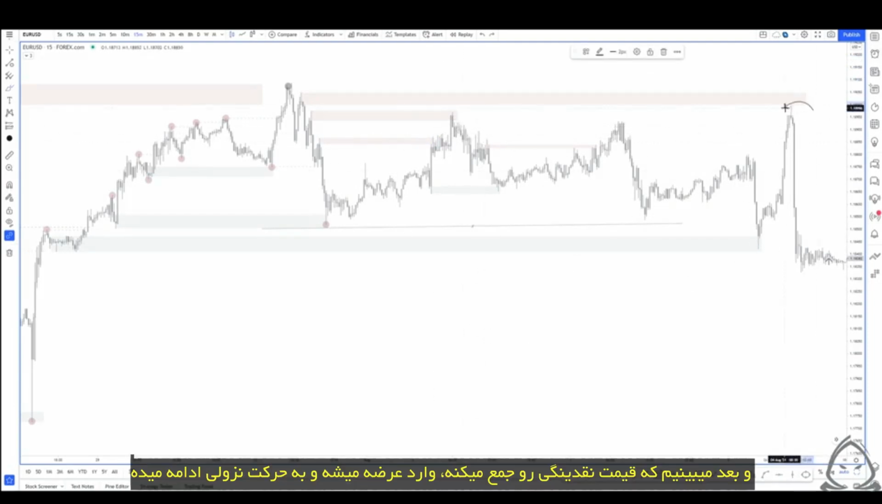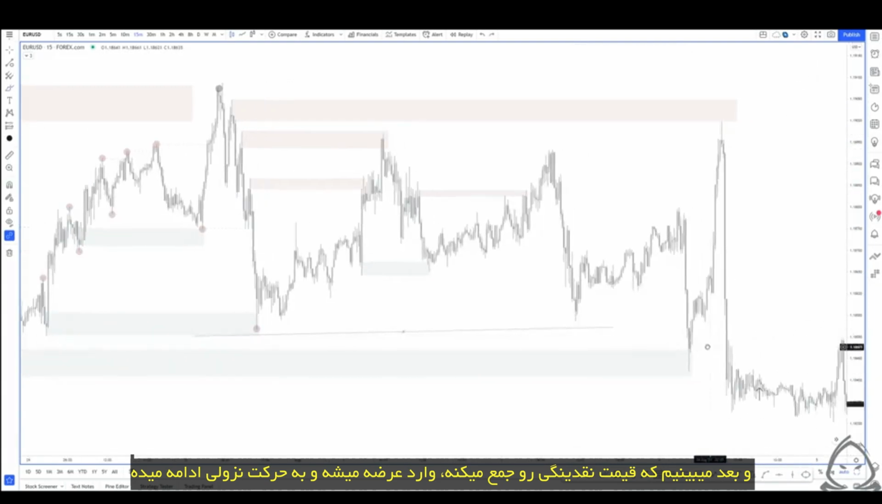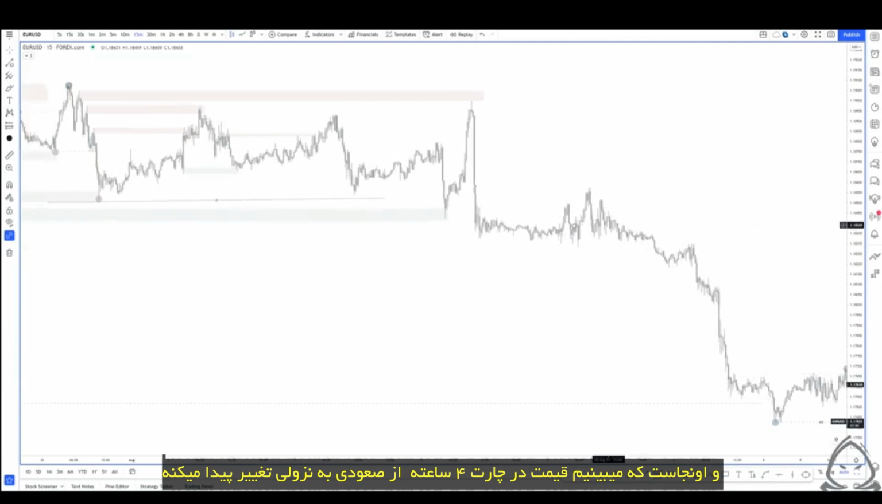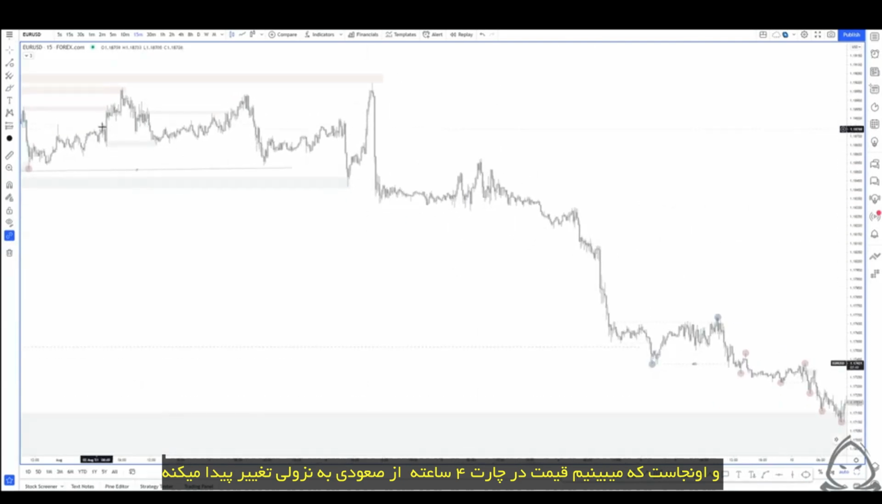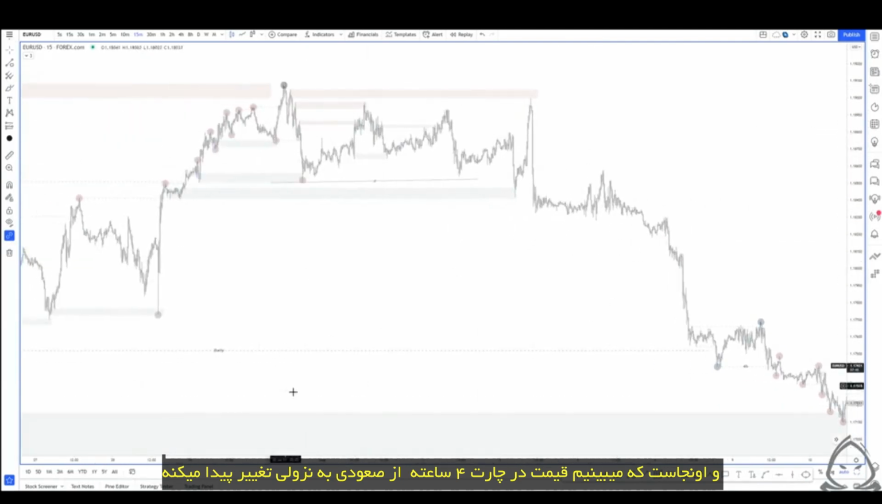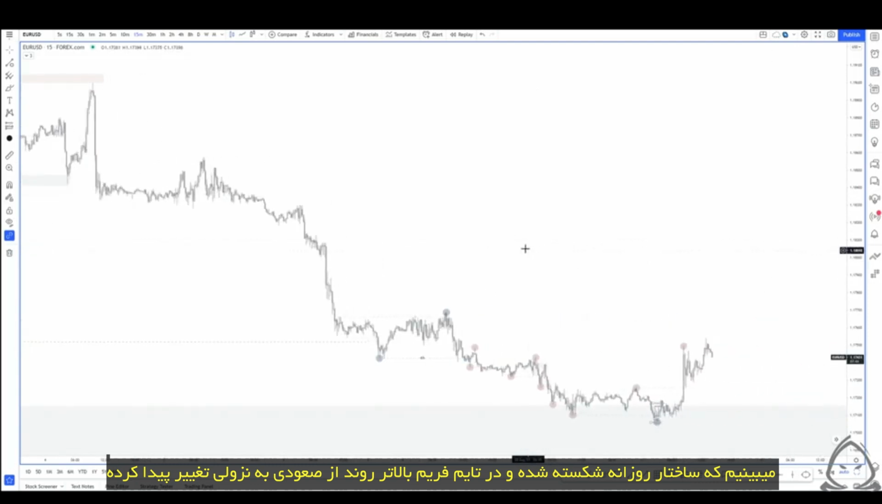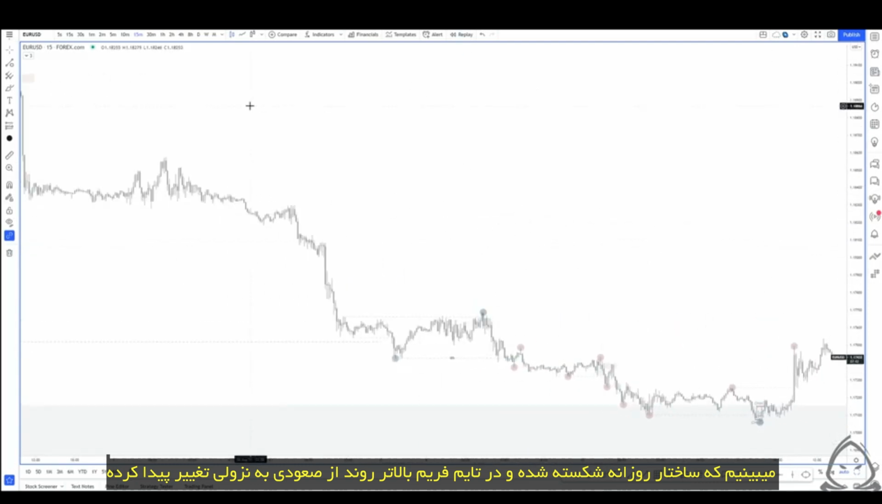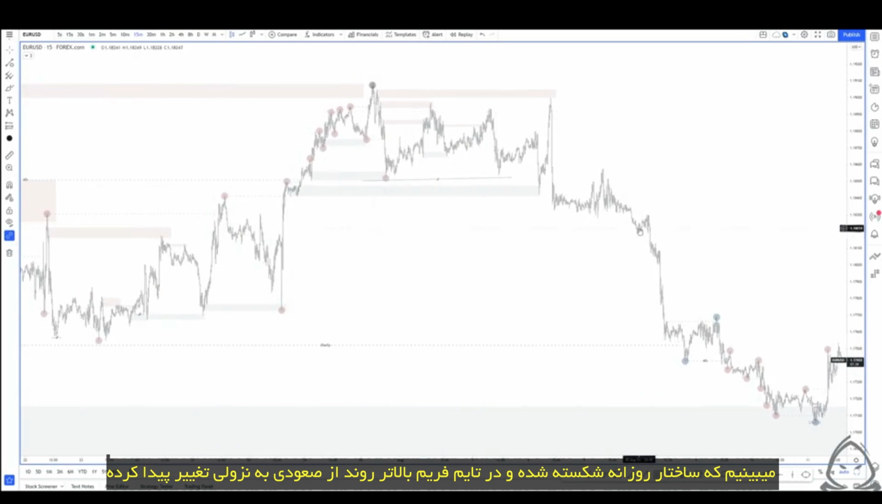And what we can see is then price takes the liquidity, taps into the supply zone, and then continues to the downside. And that's when we start to see price begin to shift from bullish to bearish on the 4-hour chart. We start to see daily breaks of structure, and then the trend begins to shift from bullish to bearish on the higher time frames.